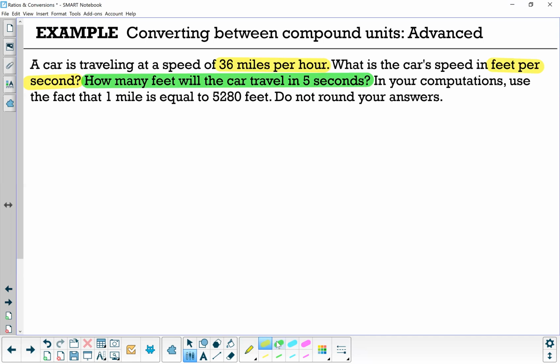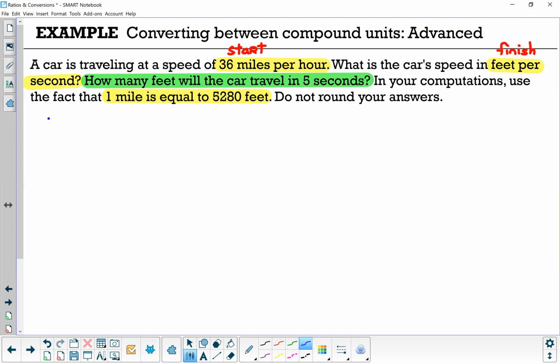Okay, a piece of helpful information. In your computations, use the fact that 1 mile is equal to 5,280 feet. Do not round your answers. Okay, so for our conversion, we know that we are going to start with 36 miles per hour, and we know we're finished with at least the first part of this when we get to feet per second.